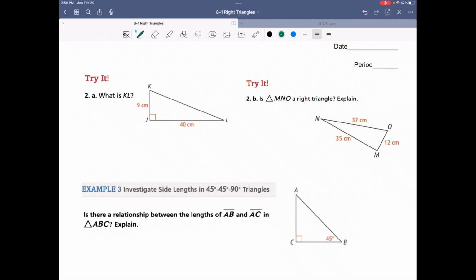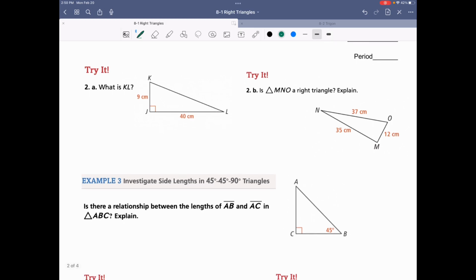Okay, we will do these try-its in your groups and then go over it as a class. So we'll call on people to share how your groups solved each of these 2 try-its.